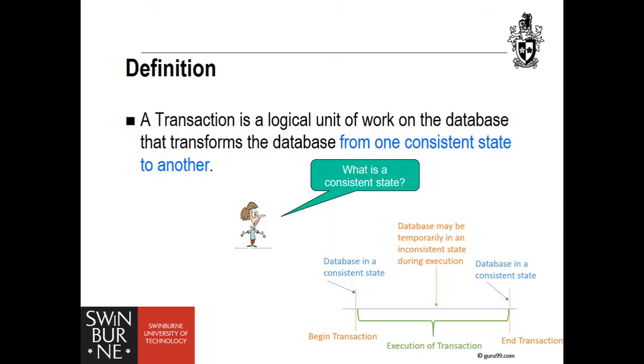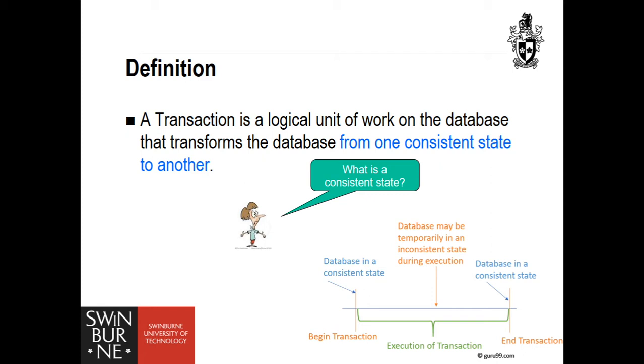So this is the definition of the transaction: basically a logical unit of work on the database that transforms the database from one consistent state to another. An consistent state we can consider as a situation where no part of the database contradicts another part of the database.